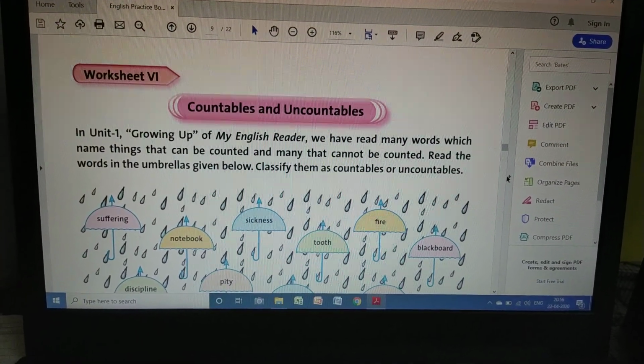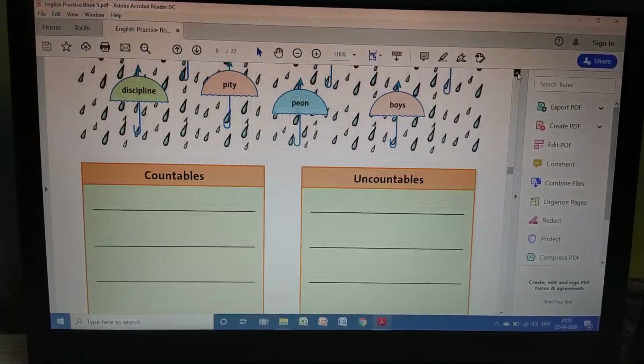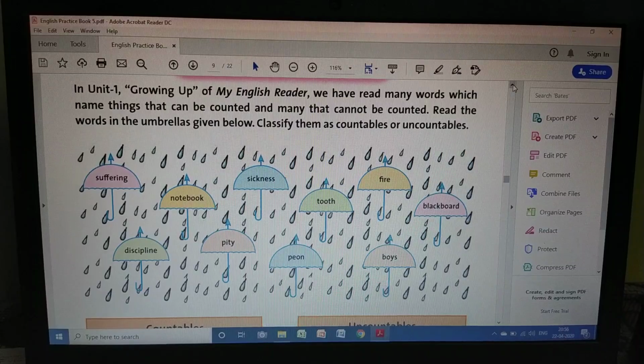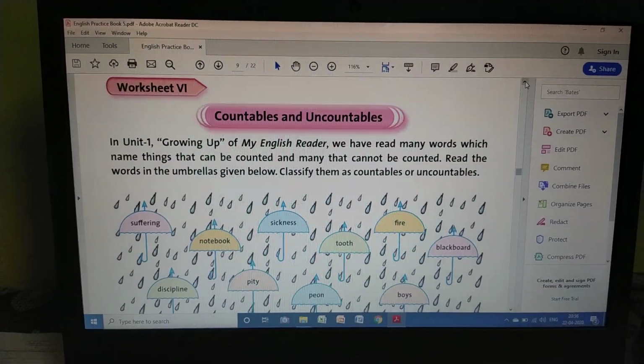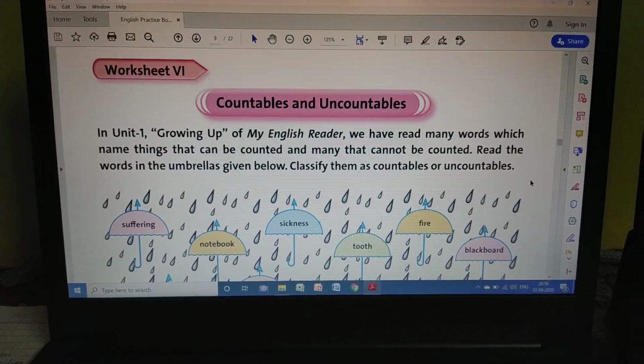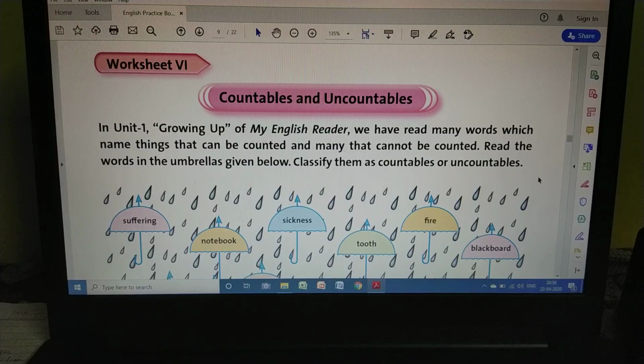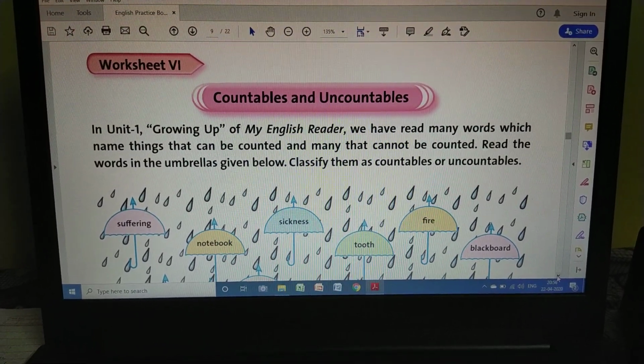Okay, we move on to the next link, and that is from the English practice book, exercises from English practice book, right? I'm sure everyone has a PDF format with you all. We will begin with worksheet number 6, that is countables and uncountables.